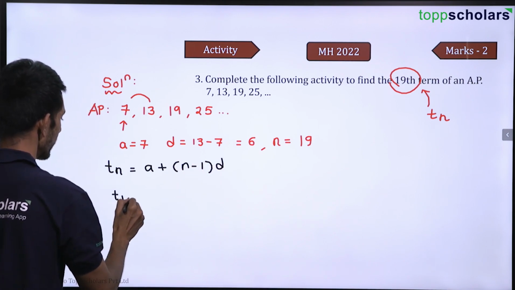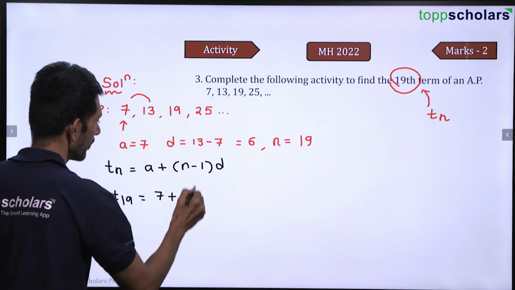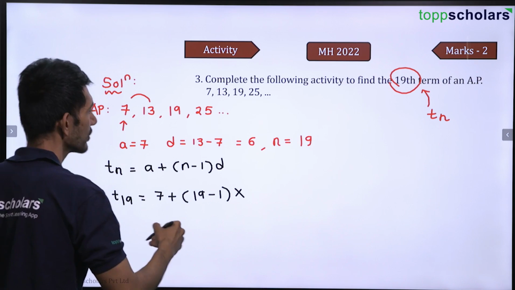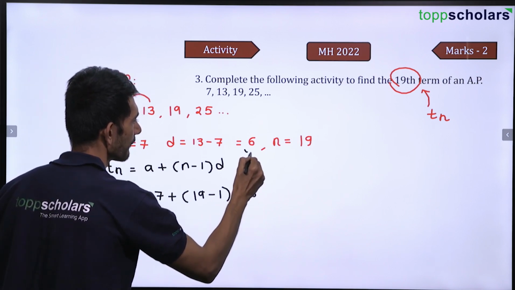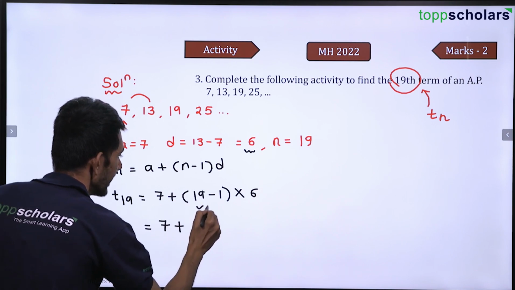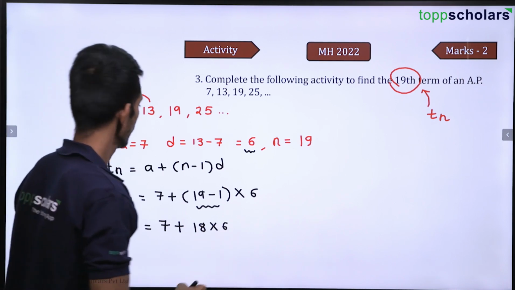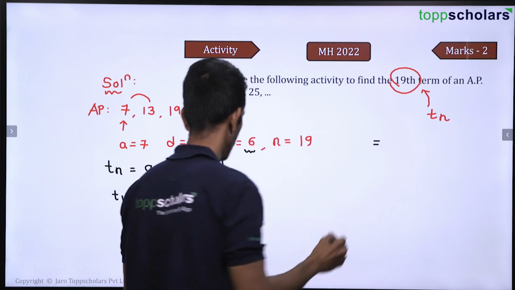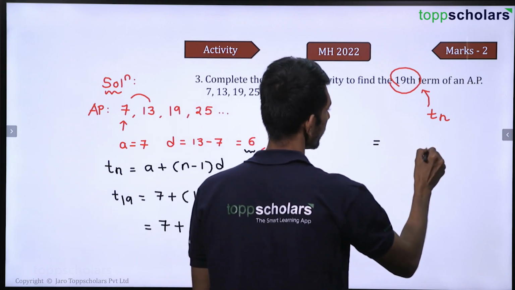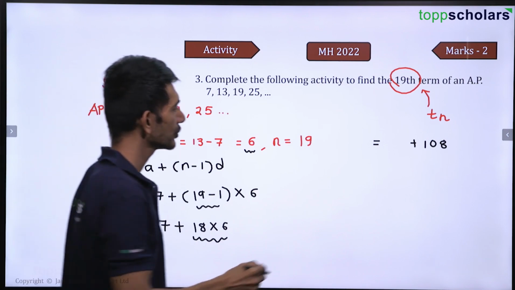So T19 is given by A, that is 7, plus N is how much? 19 minus 1 into D is how much? 6, right? That is equal to 7 plus 19 minus 1 is 18 into 6. So that is further equal to 18 6 is 108, right? Plus 7, that is how much?